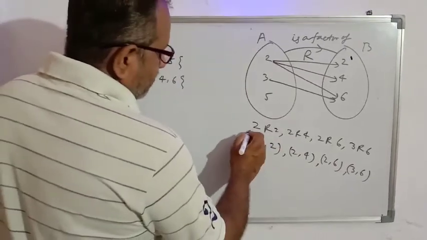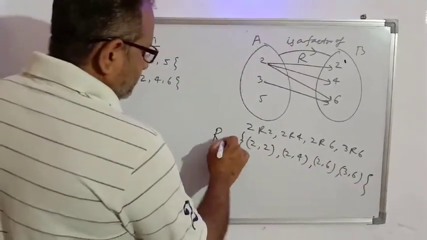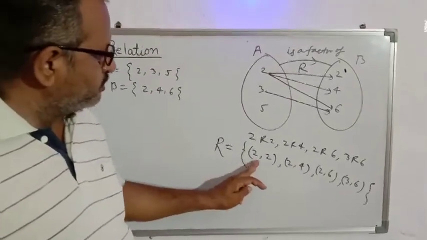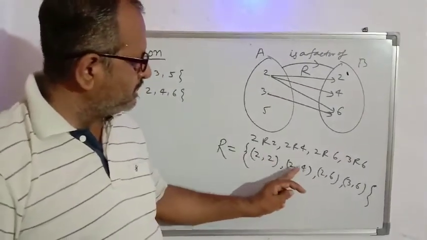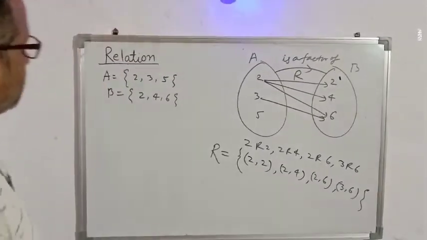The collection of these ordered pairs is called a relation set. We represent it by the letter R. So R is equal to {(2, 2), (2, 4), (2, 6), (3, 6)}. 2 is related to 2, 2 is related to 4, 2 is related to 6, 3 is related to 6.